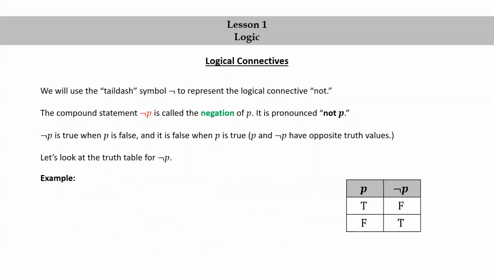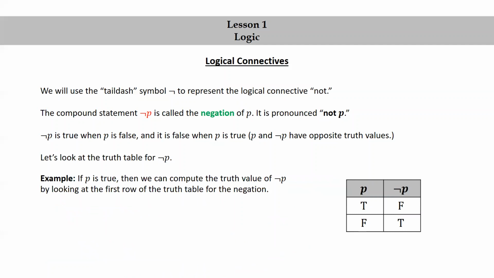Let's look at an example. If P is true, then we can compute the truth value of not P by looking at the first row of the truth table for the negation. We see from the highlighted row in the truth table that not true is false.